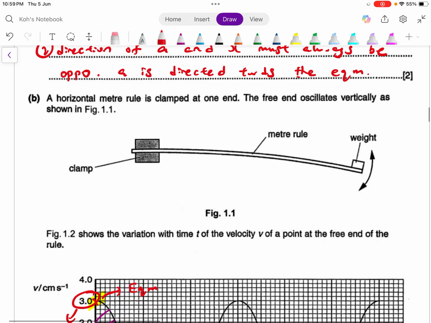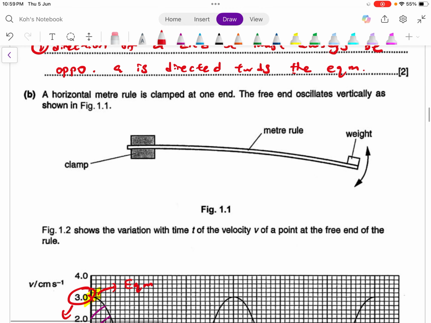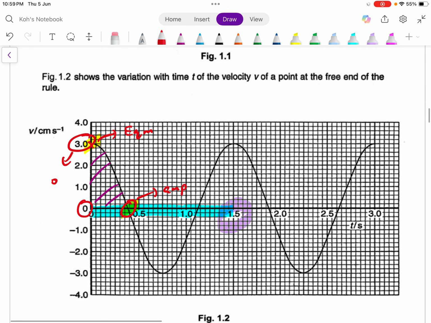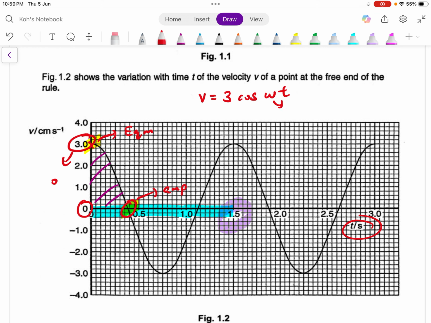Okay, for part B, we are given this horizontal meter rule clamped at one end, oscillating vertically as shown in figure 1.1. Then again, we are given the velocity against time graph. So definitely it's a cosine graph. So I can write down the formula v equal to 3 cosine omega t, where omega is 2 pi divided by the period of 1.5 seconds. So that is the equation. Just remember the general equation.